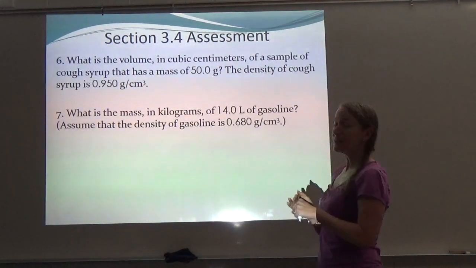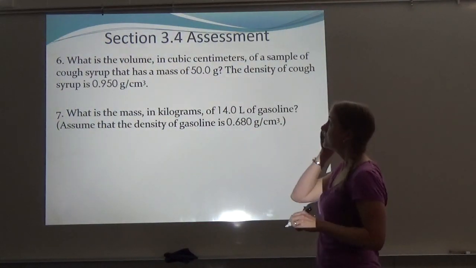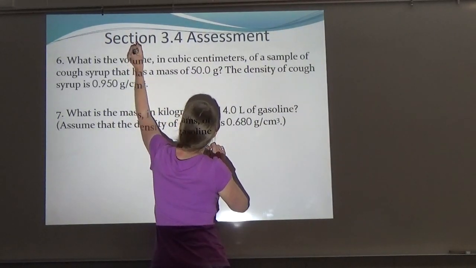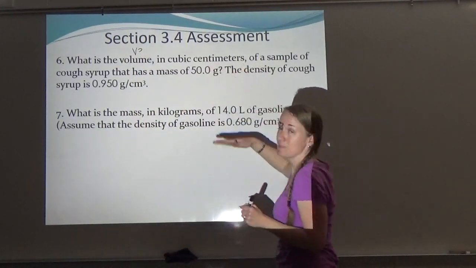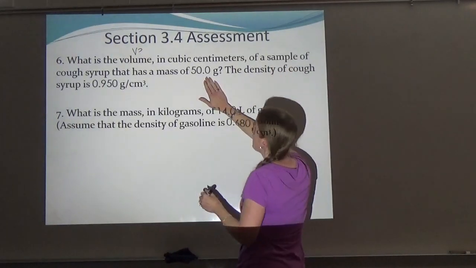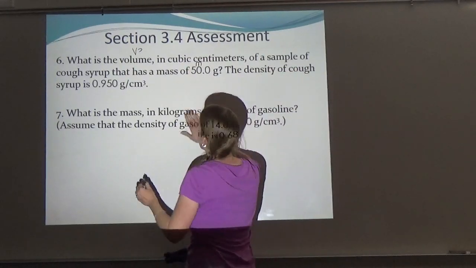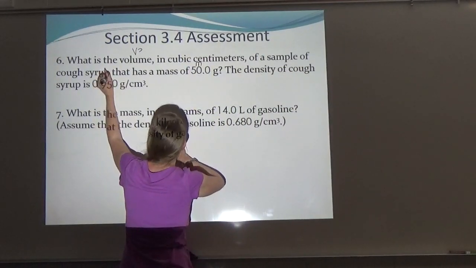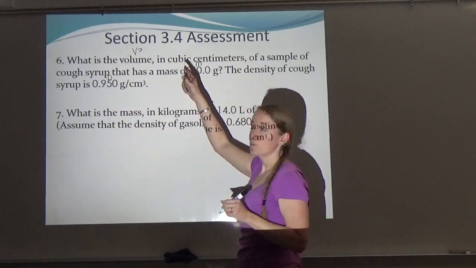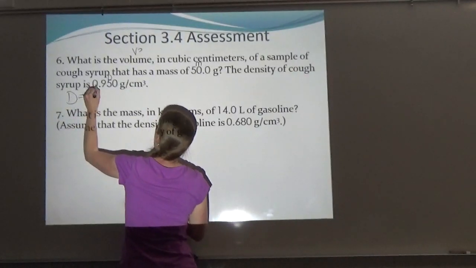Okay, so this is a math question, so you might want to pause it and try number 6. I'll assume you've done that. It says, what is the volume in cubic centimeters? Notice they have asked for a specific unit, so let's make sure that's what our answer is in. Of a sample of cough syrup that has a mass of 50 grams. So there's my mass. Then it says the density of the cough syrup is 0.950 grams per centimeter cubed. So there's my density.